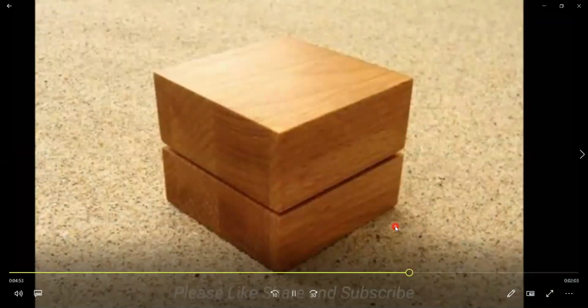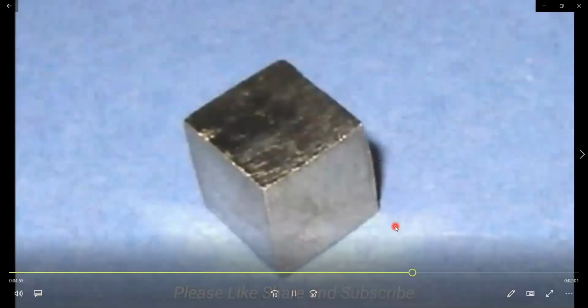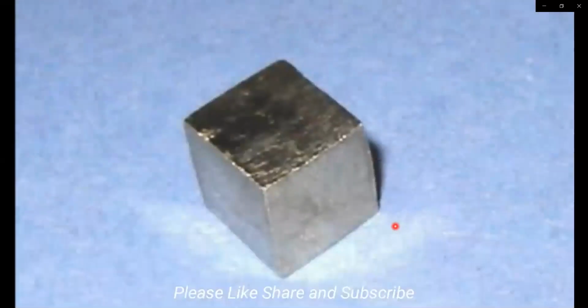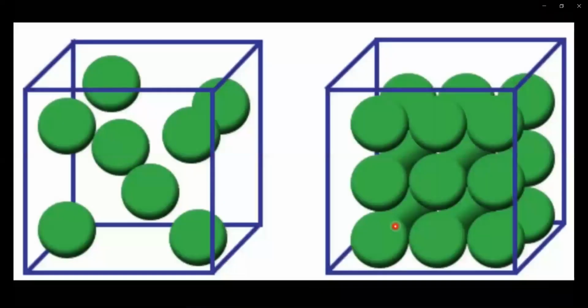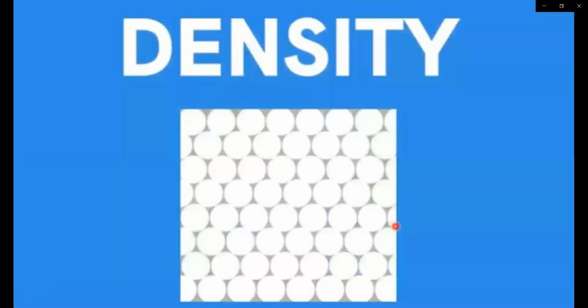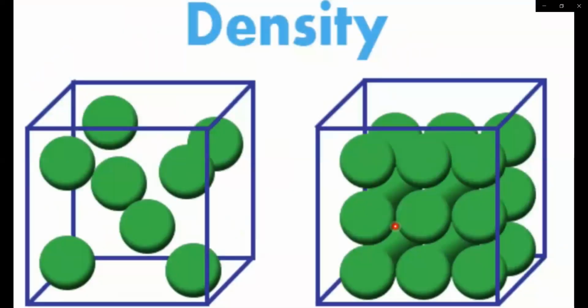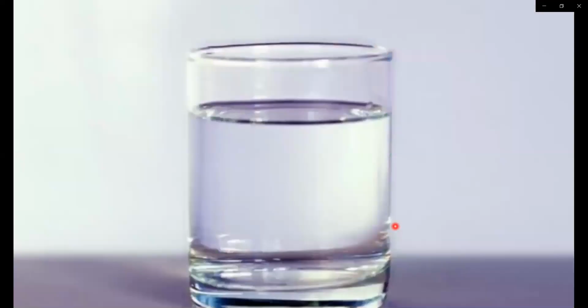Fifth property, density. If two blocks of the same size, one wooden and the other of iron, are weighed in a balance, how would they compare? The mass of different substances having the same volume can be different. These differences are because of the difference in their densities. Between substances of the same volume, the ones with greater density are heavier than those of lesser density. That property is called density.